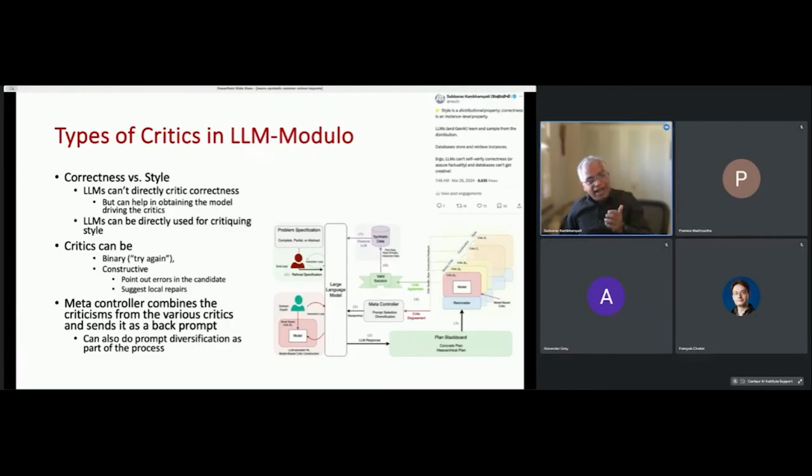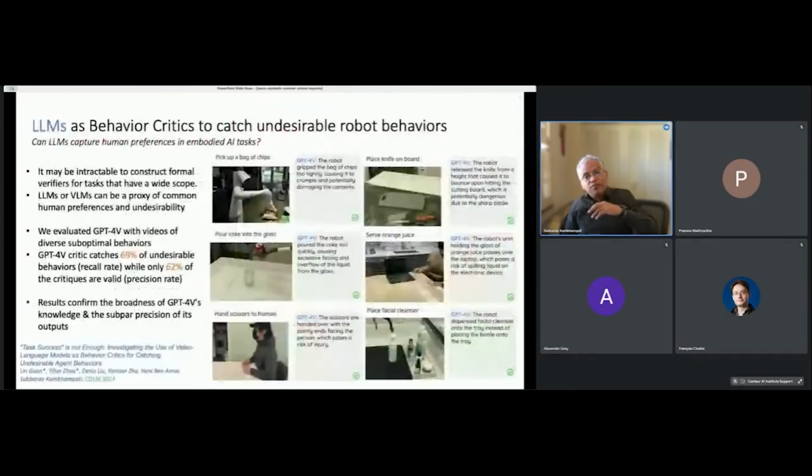The critiques can be binary. They can also be constructive. They can point out errors in the candidate. They can also suggest local repairs, saying, consider adding this piece to your candidate. And then the meta controller combines these criticisms, and there can actually be an LLM role there too, and then improves the performance.